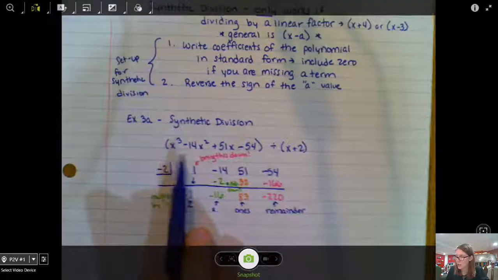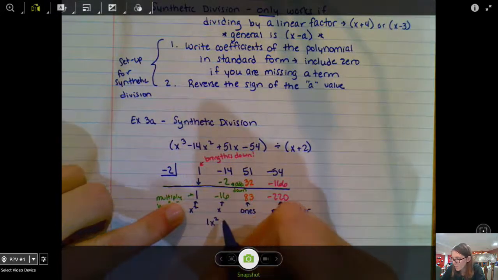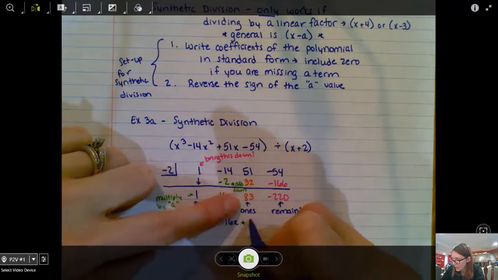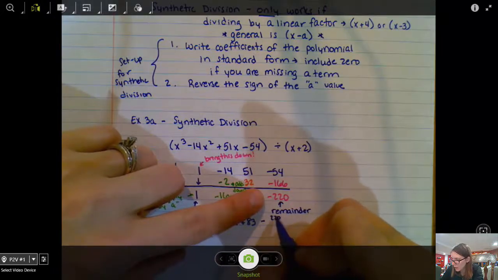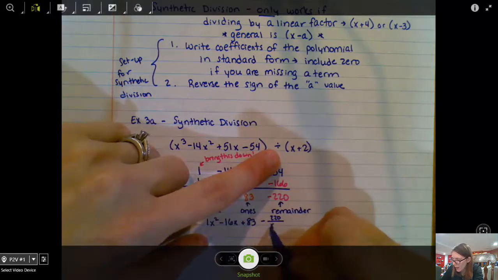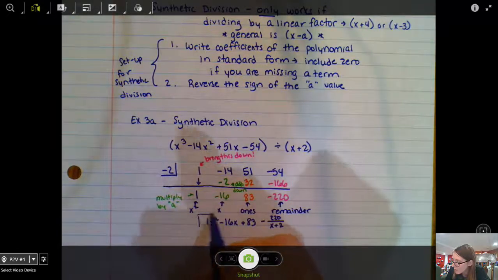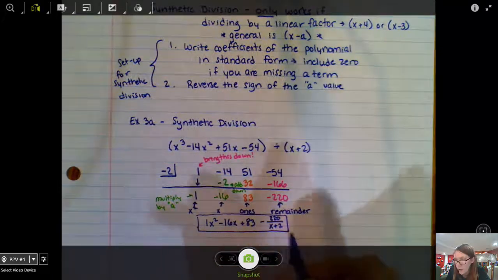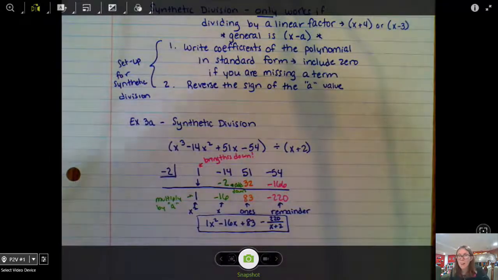If I do this division, I end up with 1x squared minus 16x plus 83 minus 220 over what we divided by, x plus 2. Synthetic division can definitely be quicker than long division, but again, it only works in a few situations, when we're dividing by a linear factor. So just be careful with that, but it really is a nice process. It's pretty slick.